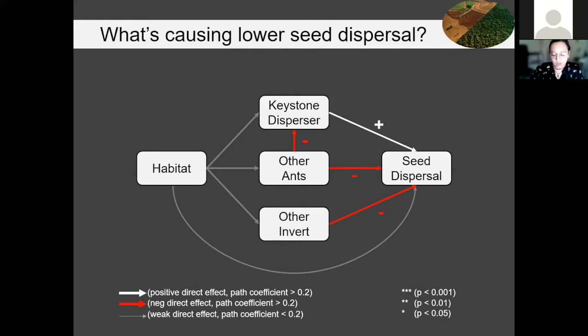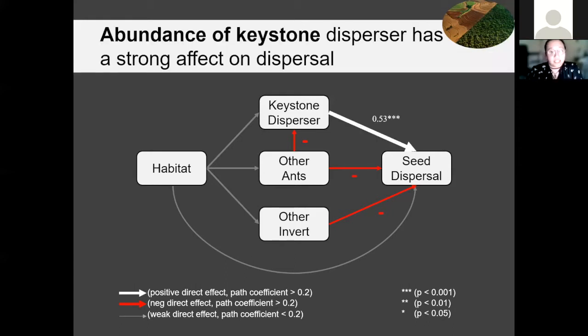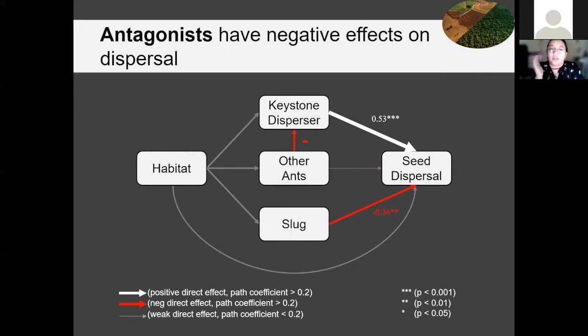So moving forward, what did I find? When I ran my analysis, I did see a strong positive relationship between our keystone disperser and seed dispersal, exactly what we would expect. Interestingly, when I looked at the other ants, I did not find a strong or significant impact directly on seed dispersal or the number of seeds removed. But when I parsed apart the other organismal data, slugs, gastropoda, came up as significant and as having a negative impact on seed dispersal. I want you all to hold on to that because that will allude to the second part of my talk. I don't want to give it away right now, but keep in mind: slugs, negative impact on seed dispersal.